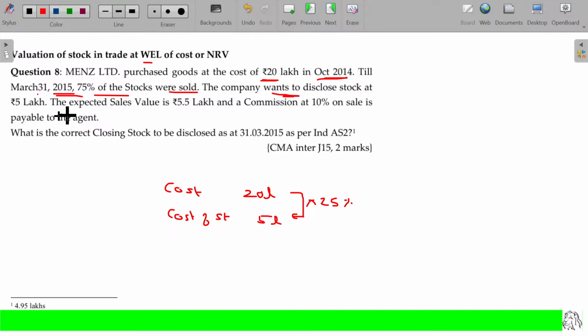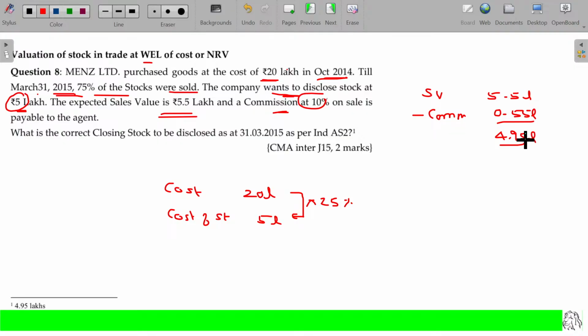The company wants to disclose the stock at rupees 5 lakhs. So out of 20 lakhs, 75% sold means balance 25% stock remains unsold. At the purchase cost, it is 5 lakhs. The expected sale value being 5.5 lakhs. And a commission of 10% on sale is payable. So any commission payable should be subtracted. 10% being 0.55 lakhs. Then 4.95 lakhs, what you get here, is called NRV.